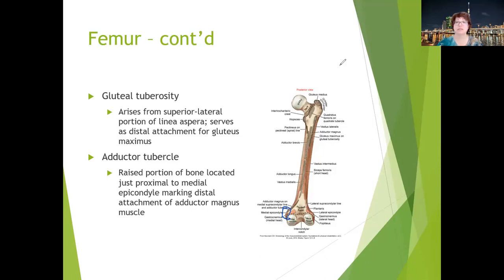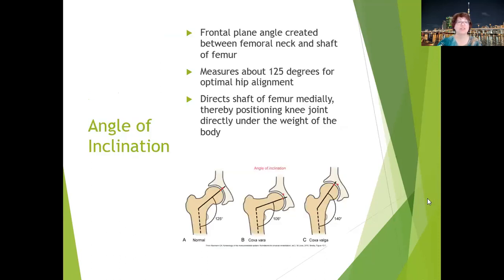So let me delete my scribbles. So when we start looking at the femur, we see that there are some angles in the femur because the head and neck of the femur are at an angle to the shaft of the femur. That frontal plane angle created between the femoral neck and the shaft of the femur has the function of directing the distal end of the femur down towards the tibia, where it articulates at the knee.